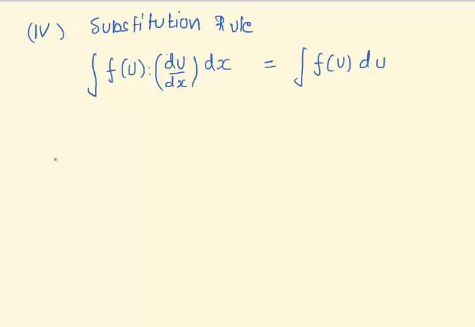Let's see another example, a much simpler one. Suppose I have to integrate sine kx with respect to x, where k is constant. Now obviously we don't have a formula for sine kx. We know the integration of sine x, which is minus cos x, but we don't know the formula for sine kx. So what we can do here is apply the substitution rule.